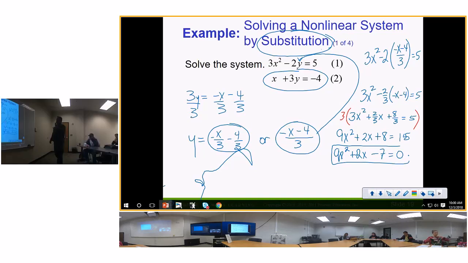Now, another way to solve this is to set them equal to each other. You would actually have to solve for y or x or whatever you want to solve for and set them equal to each other. But now you've got a quadratic that you can solve using completing the square and finish it out.